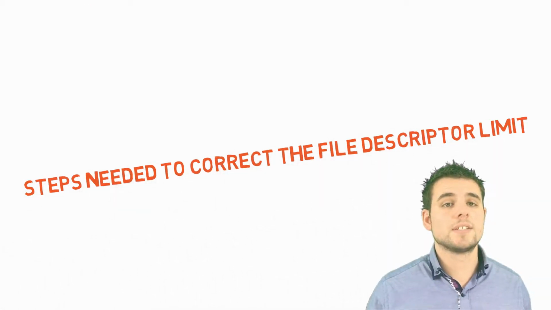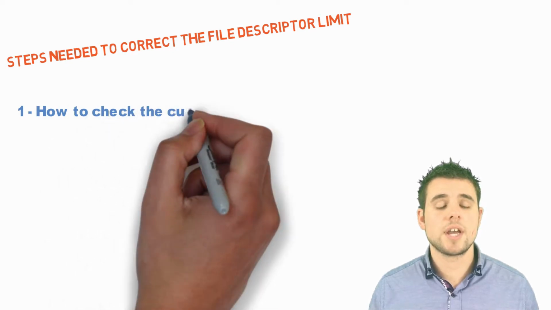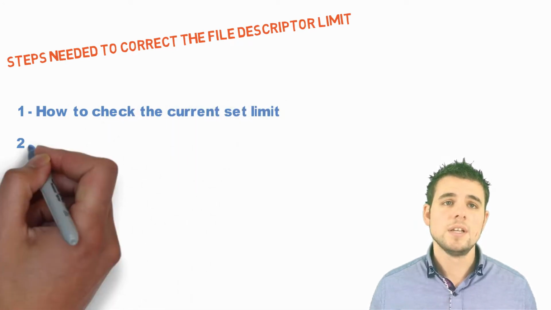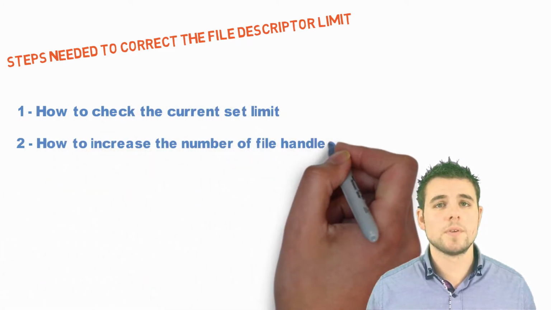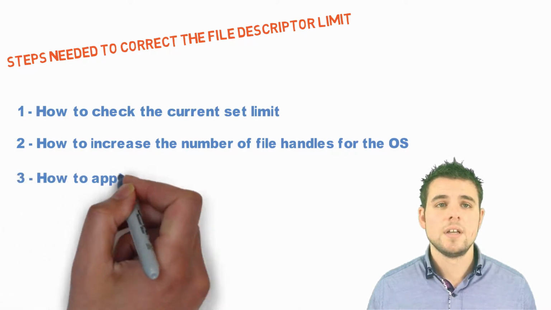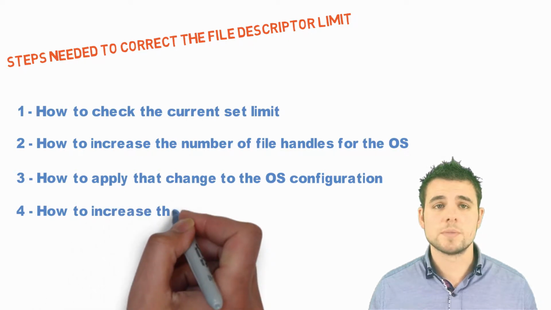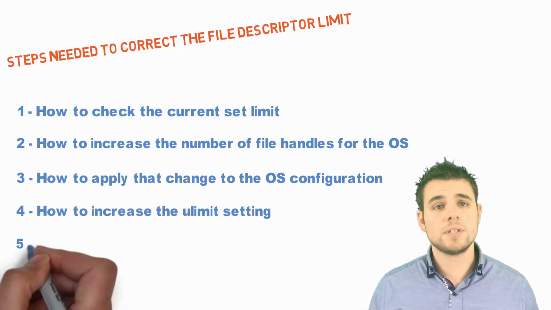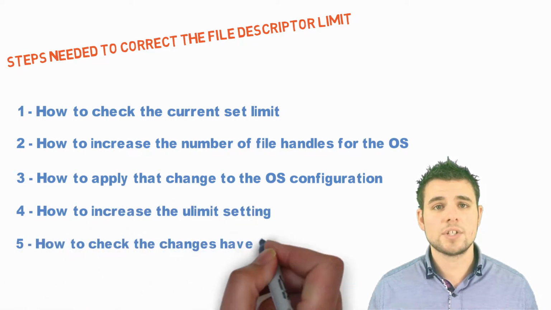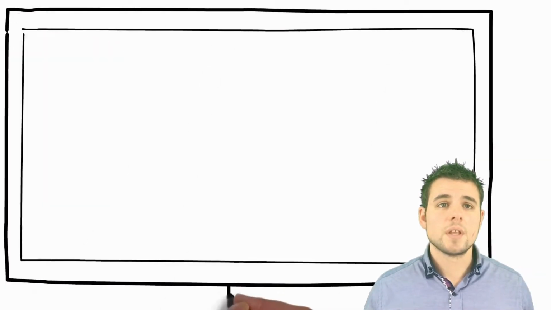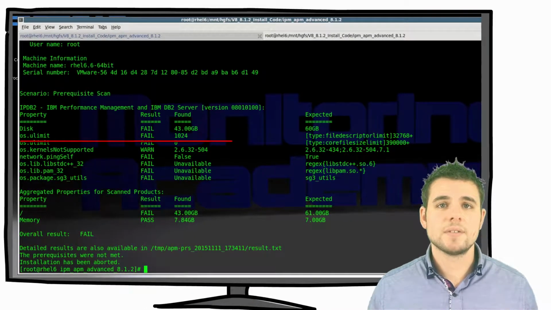So, steps we're going to look at today to try and correct this. First is how to check the current limit. Secondly, we're going to look at how to increase the number of file handlers for the OS. Third, how to apply the changes to the OS configuration to make sure it's persistent. Fourth, how to increase the ulimit setting. And 5, how to check that's worked. As you can see there in the pre-req setting, this has failed.